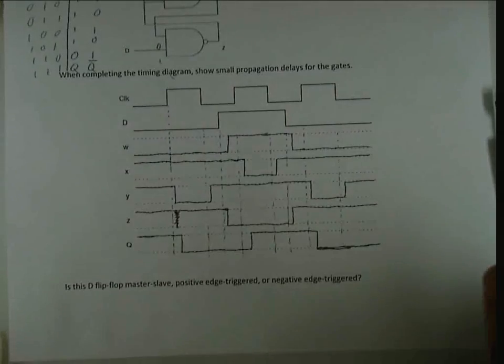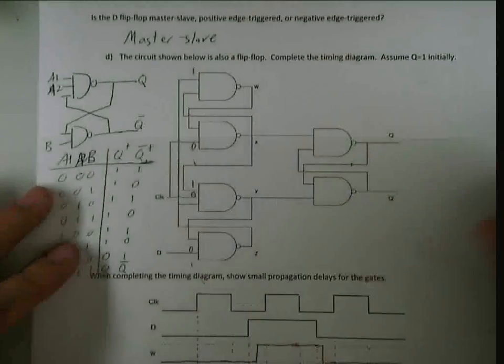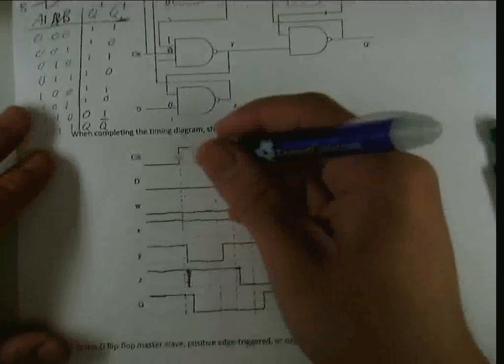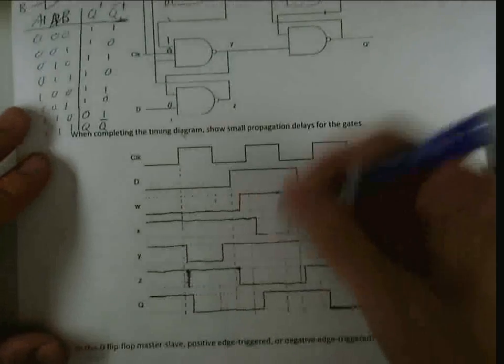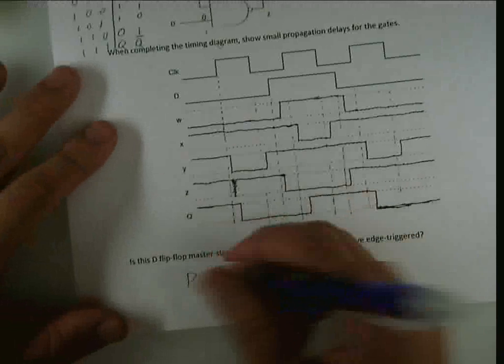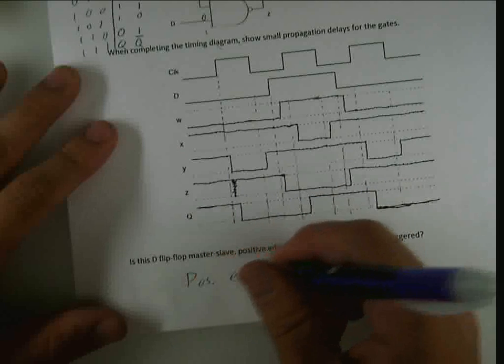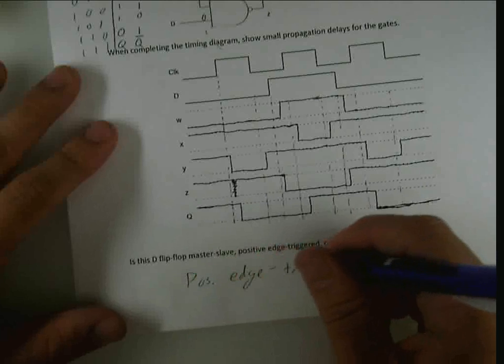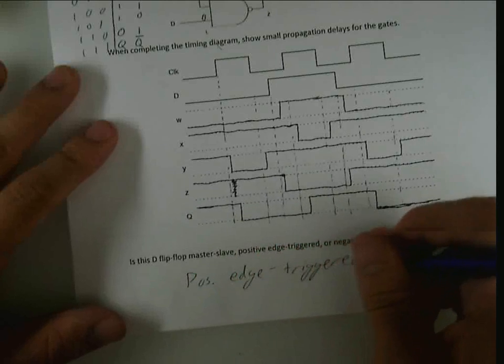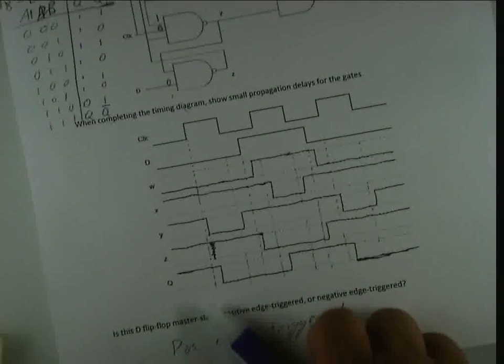And so we look at this. This isn't master-slave logic, but it does pretty much change after a short delay every positive clock edge. So we will call this positive edge triggered. And that completes part D.